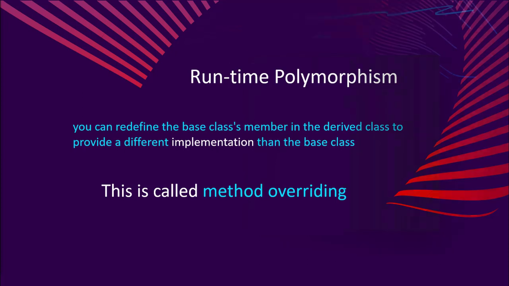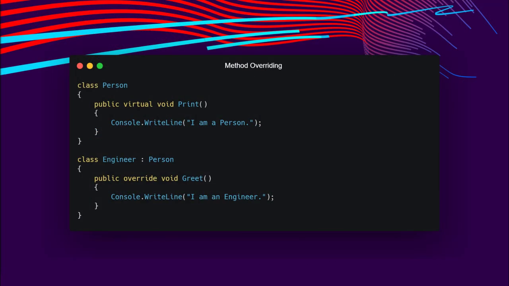In C#, by default, all the members of a class are sealed and cannot be redefined in the derived class. Use the virtual keyword with a member of the base class to make it overridable, and use the override keyword in the derived class to indicate that this member of the base class is being redefined in the derived class.